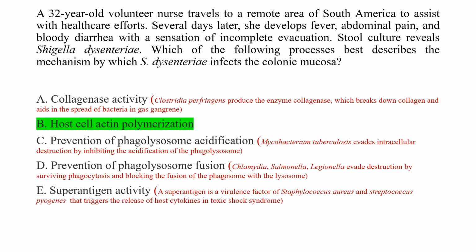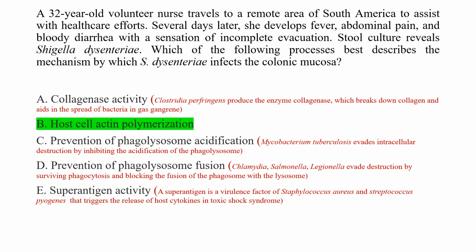Let's have a look at why the other options are incorrect. Option A, collagenase, is an enzyme that dissolves collagen, allowing bacteria to spread through tissues. This example is seen in Clostridium perfringens, which produces collagenase, playing a role in gas gangrene. And option C, some bacteria survive inside macrophages by preventing the acidification of the phagolysosome. This example is seen in Mycobacterium tuberculosis. However, Shigella does not survive inside macrophages. Instead, it escapes into the cytoplasm and spreads intracellularly.